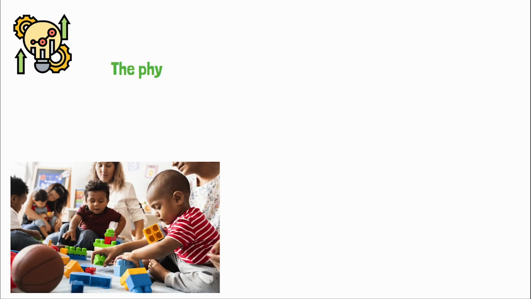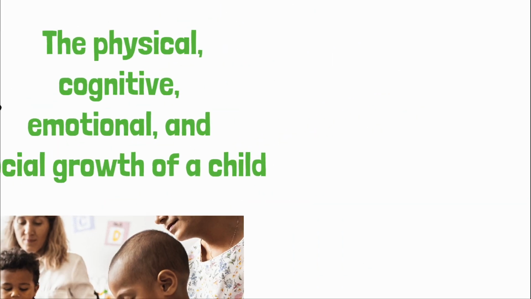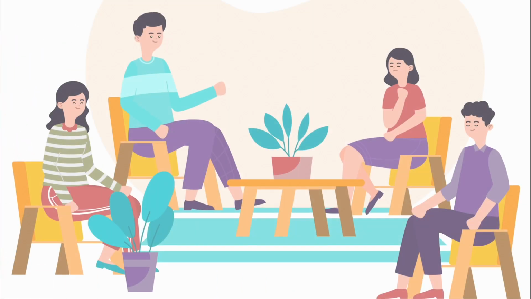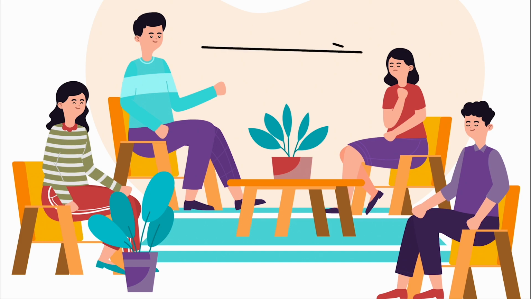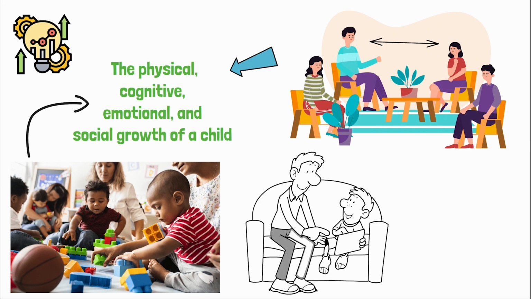Development, in the context of family-centered early education, encompasses the physical, cognitive, emotional, and social growth of a child. Parents and caregivers play a pivotal role in monitoring and facilitating these developmental milestones. Effective communication between parents, educators, and children is essential for understanding and supporting these developmental aspects.